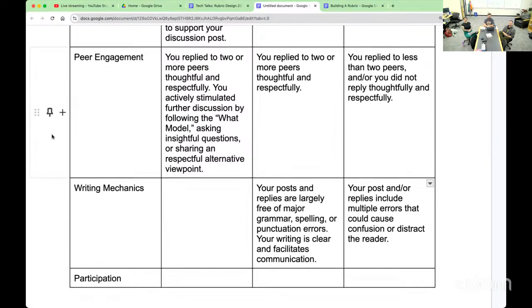Going back to the writing mechanics, as I was looking at this, I thought to myself, that's kind of all I need. I'm not a strong enough editor, and I'm not going to be that big of a stickler for writing mechanics. It's not an objective of the course. It's not a writing intensive course. So I'm not going to even have that. I'm just going to have met or not met for this.